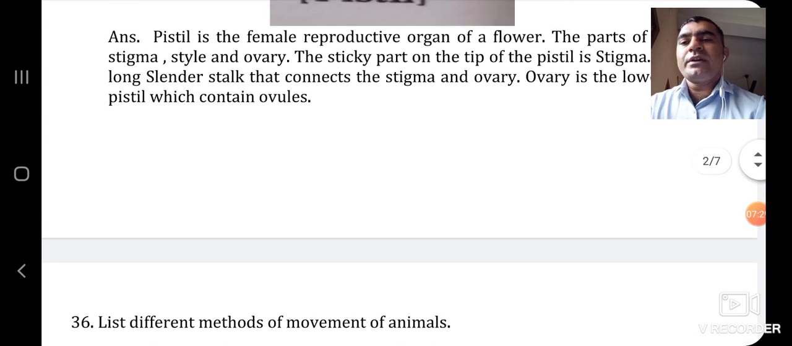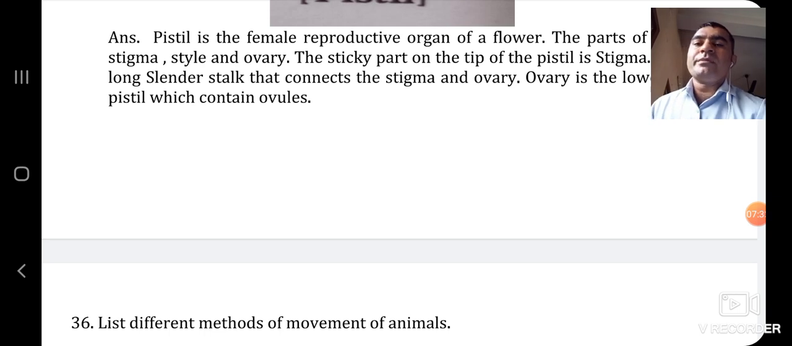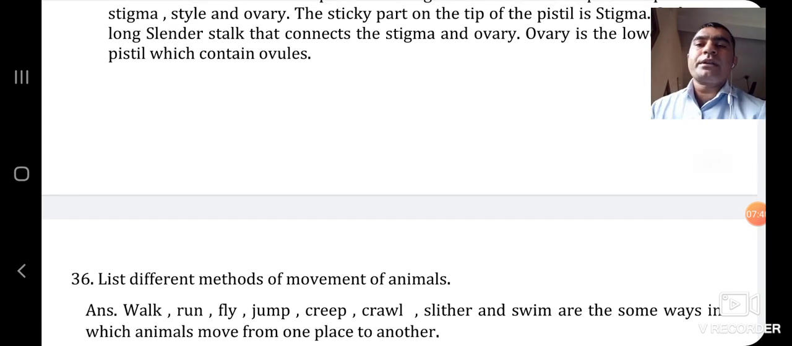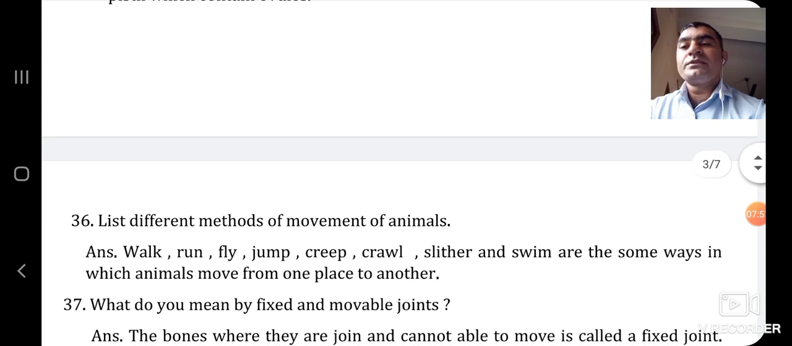And the next question we have is, list different methods of movements of animals. So we have to write here how animals move: walk, run, fly, jump, creep, crawl, slither, swim are some ways in which animals move from place to place. There are so many ways. A variety of organisms are living in the world. So these are some ways in which animals move from place to place.